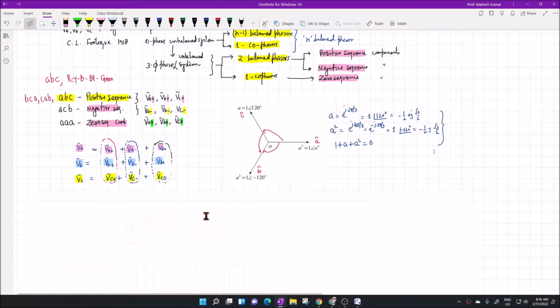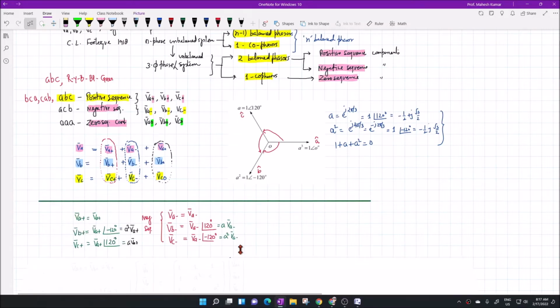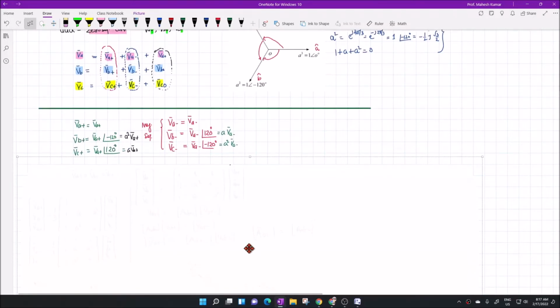Now let us try to correlate these positive and negative sequence components in terms of VA plus, VA minus, VA 0. Since we know their nature, that is positive and negative sequence, we can write everything only in terms of A plus, A minus, A 0, because B plus can be expressed in terms of A plus. Similarly, C plus can be expressed in terms of A plus. So to understand this, we will try to correlate these parameters. For example, VA plus is the same as VA plus, so this is my reference point.